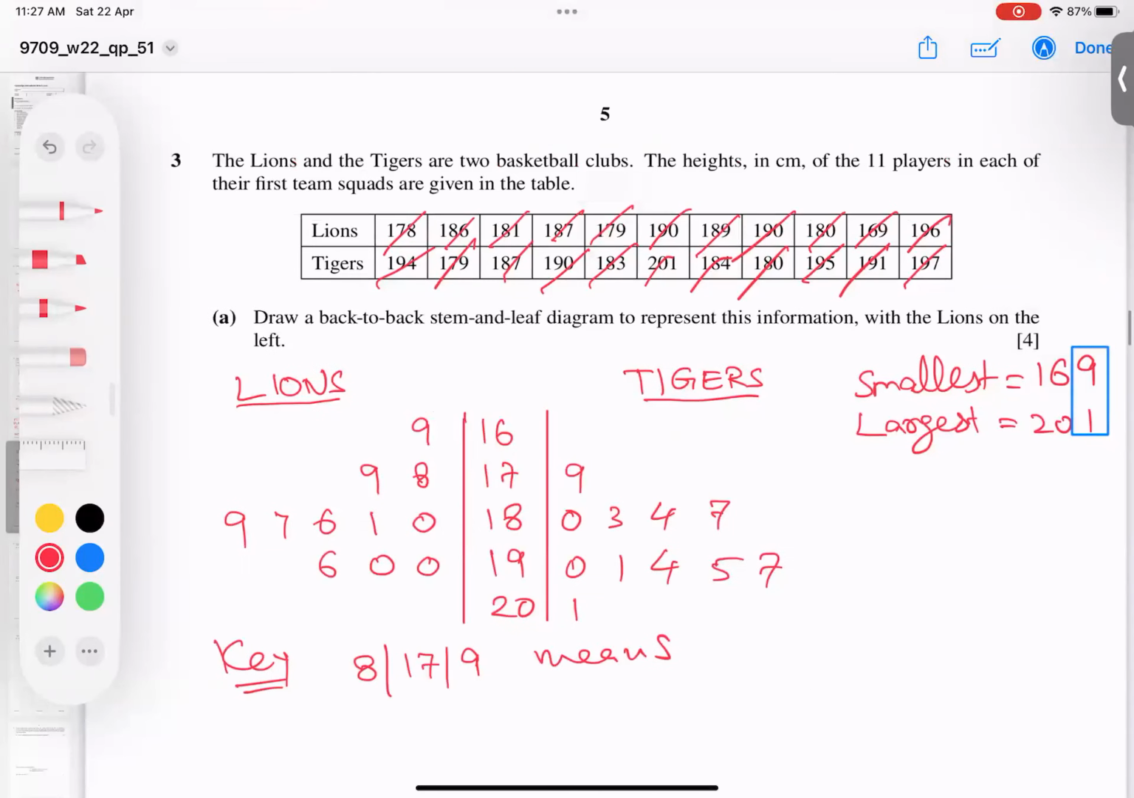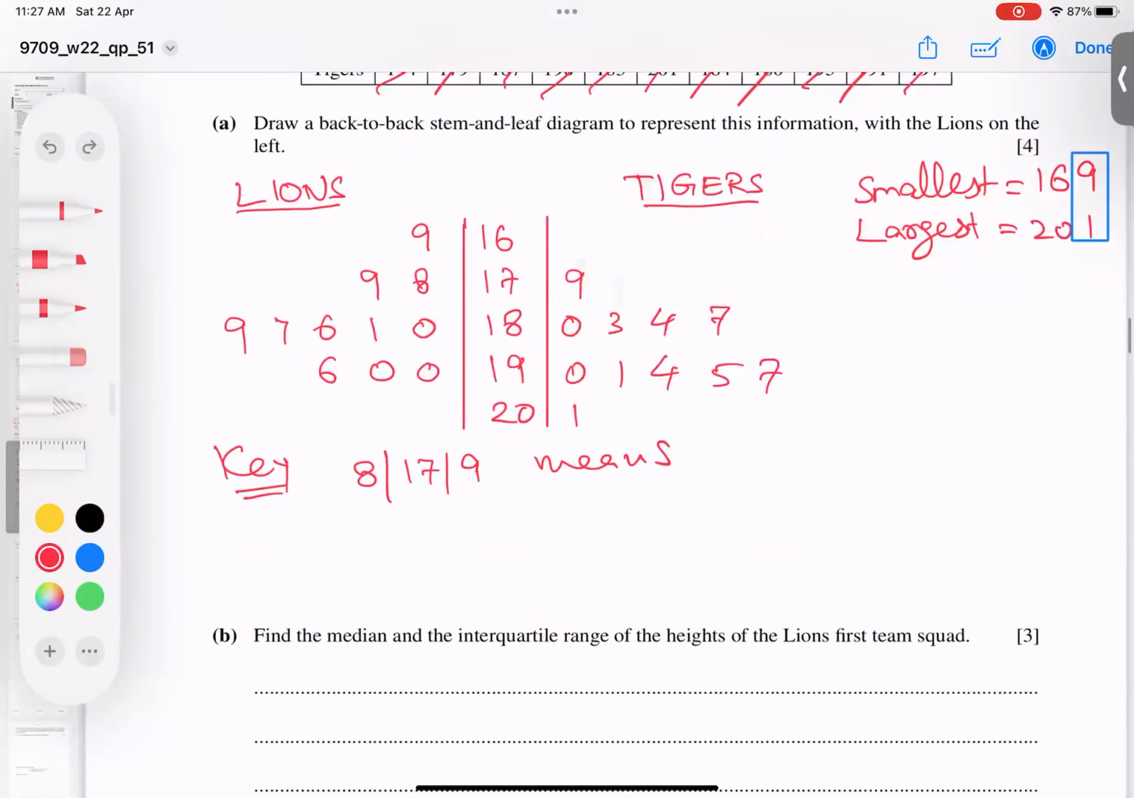And these, for your knowledge, this is called heights, in centimeters. So what is the height of this one? How to read this one? 179 centimeters of Tigers, okay? So it means 179 centimeters height of Tigers Club. You can say that, from Tigers Club.